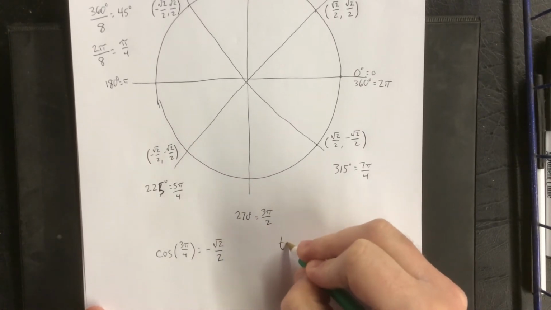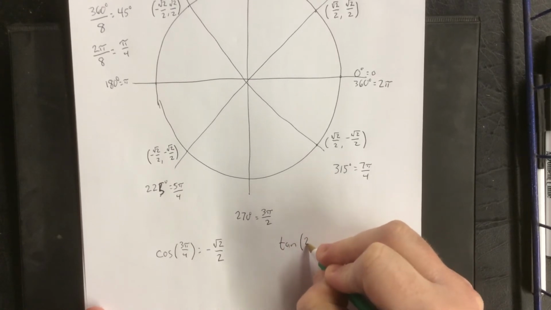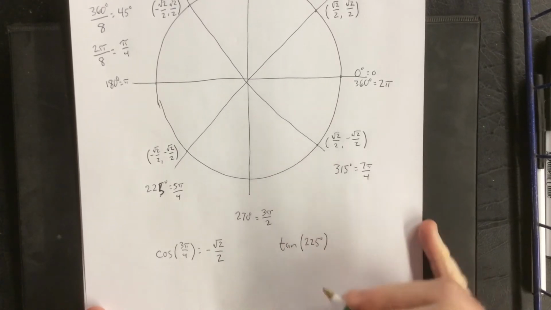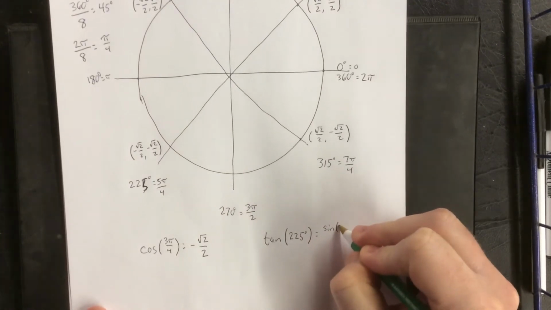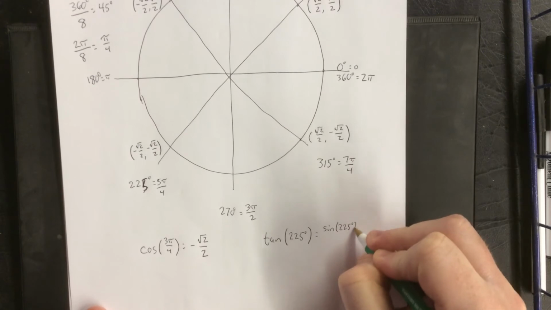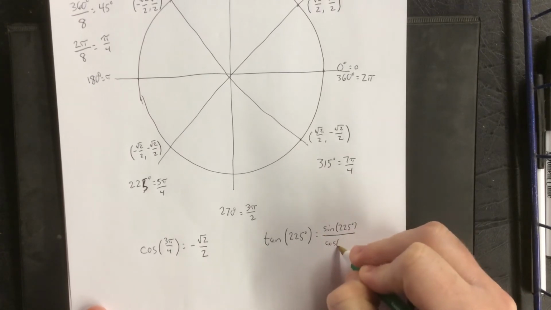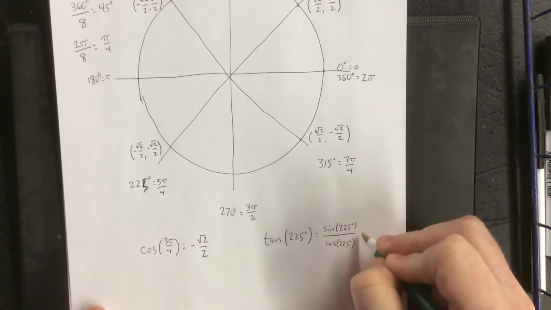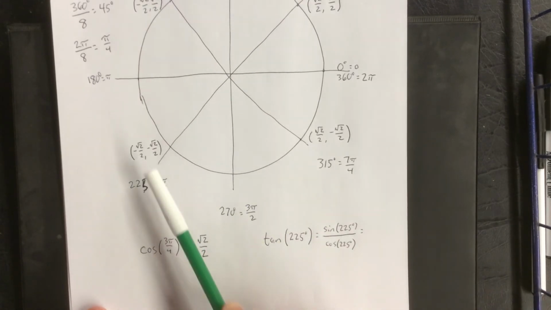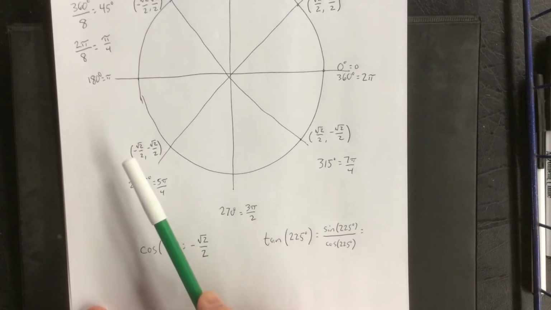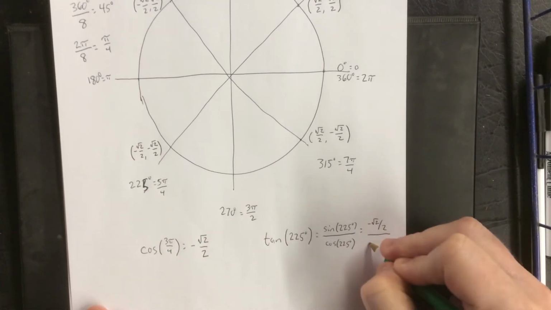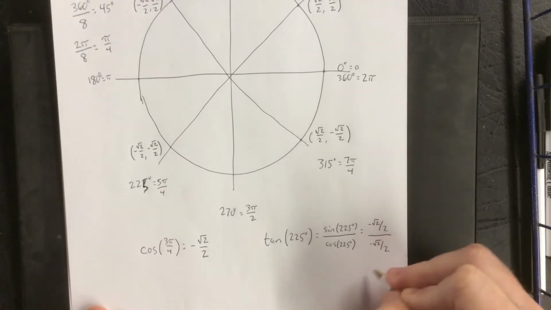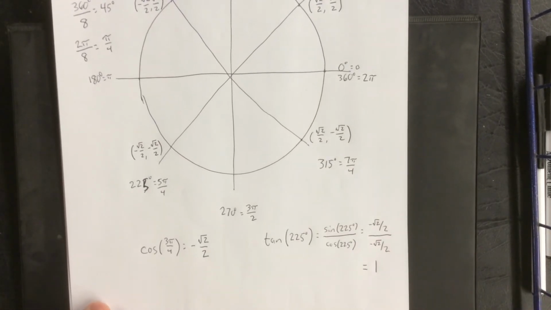We could also take a look at the tangent of 225 degrees. Tangent of 225 degrees is going to be equal to, using fundamental identities, the sine of 225 degrees divided by the cosine of 225 degrees. That would give us negative root 2 over 2 divided by negative root 2 over 2. Thankfully, those two numbers are equal to each other and we are dividing, so this thing is going to be equal to 1.